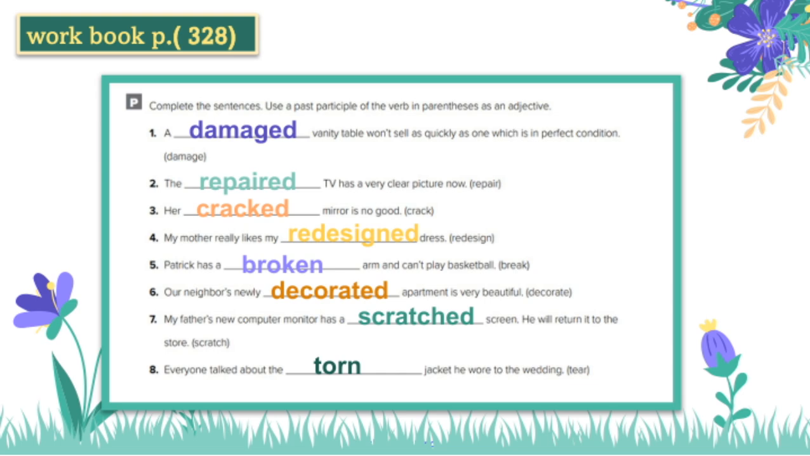When we say broken, we're talking about something that no longer functions properly or is physically shattered. Redesigned points to a deliberate change in the item's appearance or function, often to improve it or give it a new look. Cracked is a less severe form of damage than being broken. Think of a vase with a small crack.